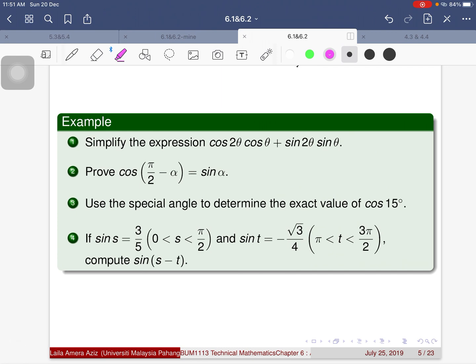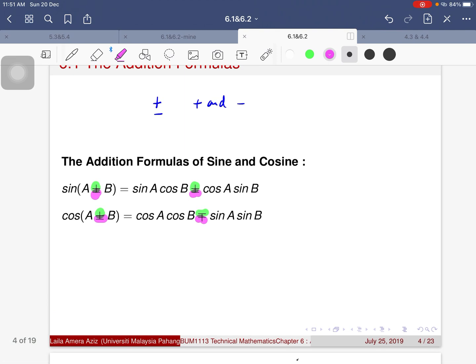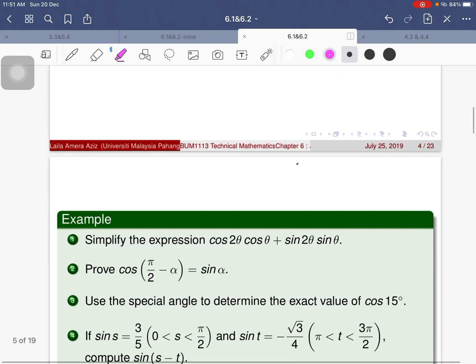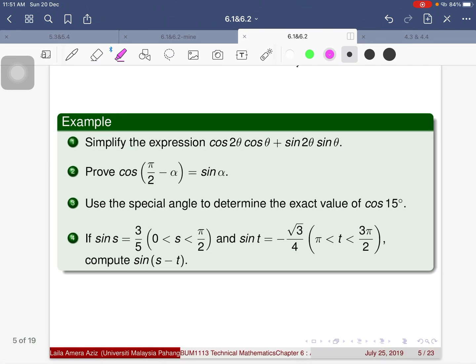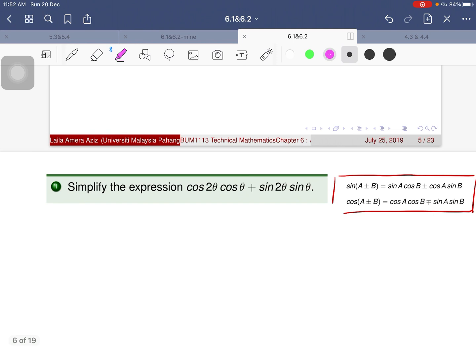Okay, so we can have a look at this for example. I'm going to show you how we actually use the addition formulas in order to simplify, prove, and do all these questions that we have over here for the examples. There's going to be 4 in total. So let's start with the first one.